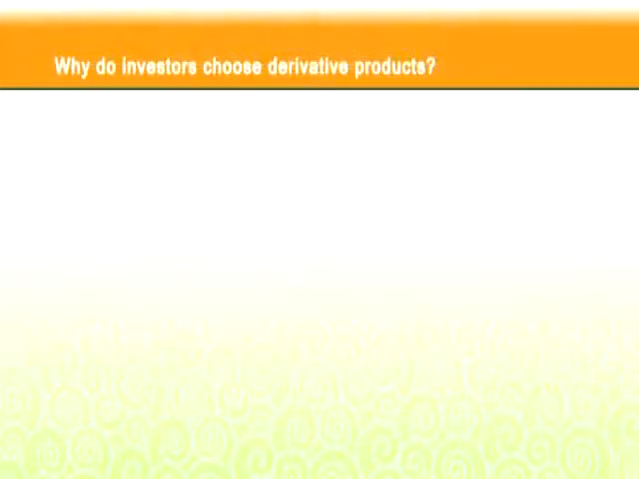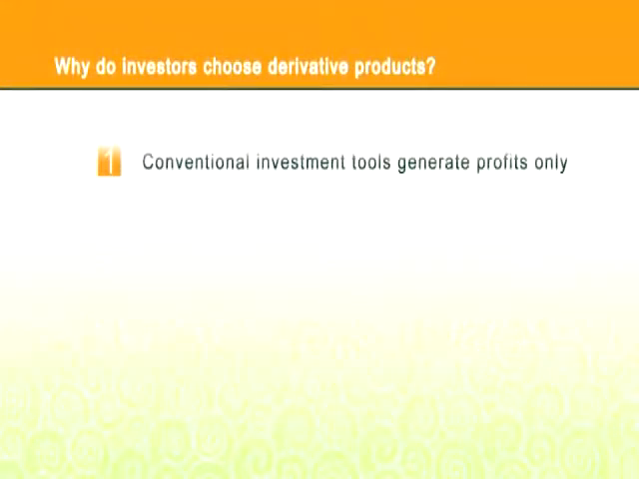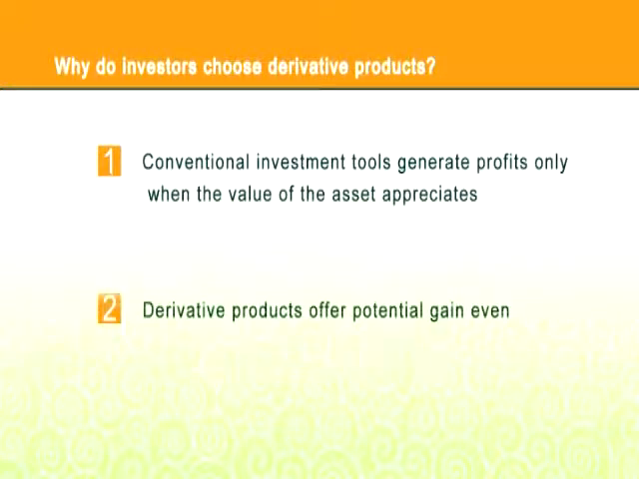Why do investors choose derivative products? Conventional investment tools generate profits only when the value of the asset appreciates, while derivative products offer potential gain even in a stable or bearish market due to their different payoff structures that match market views of investors. Investors can also make use of derivatives to balance the risk of their investment portfolio.